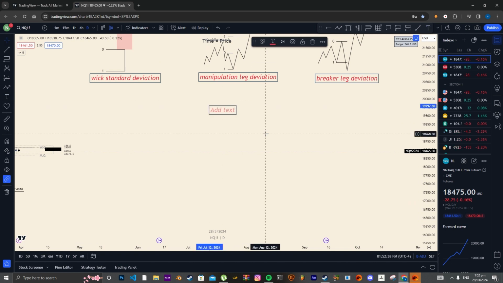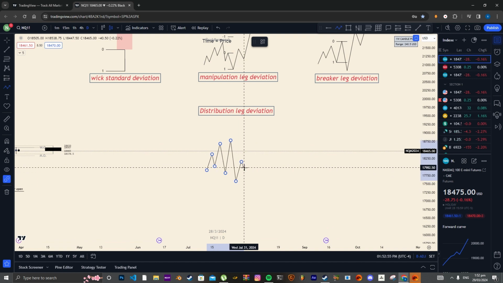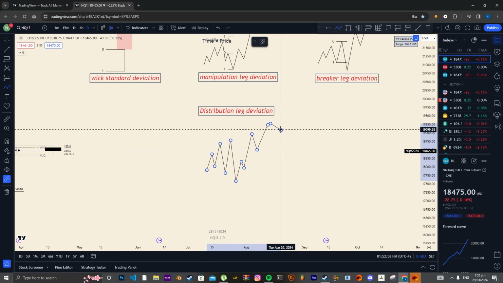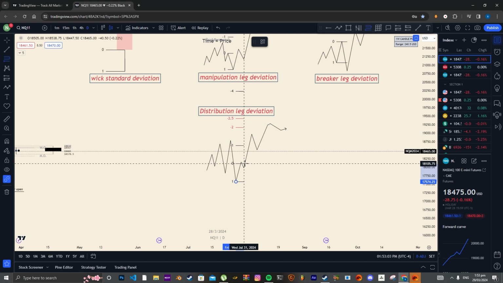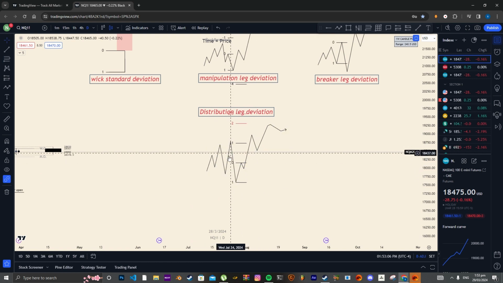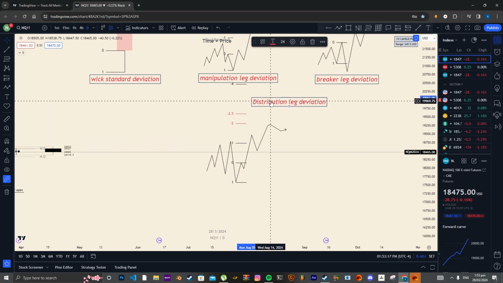But the final type I'll just cover real quick is the distribution leg deviation. It's basically the same thing. So you have low, high, lower low, higher high, lower low. But what we're focused on is casting out the distribution. When we first distribute and create this initial leg up that takes out this low, you can use the standard deviations and use the distribution leg to cast out the distribution and see where you might get a potential entry within the -2, -2.5.